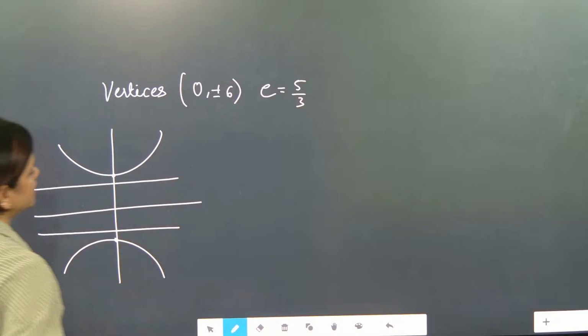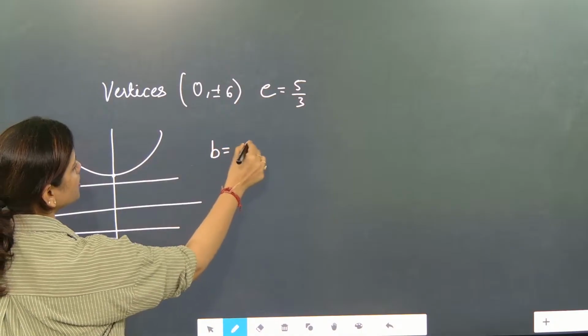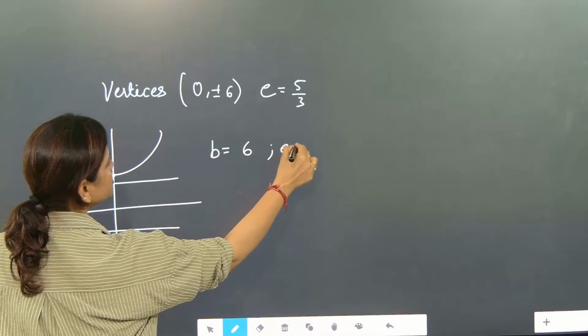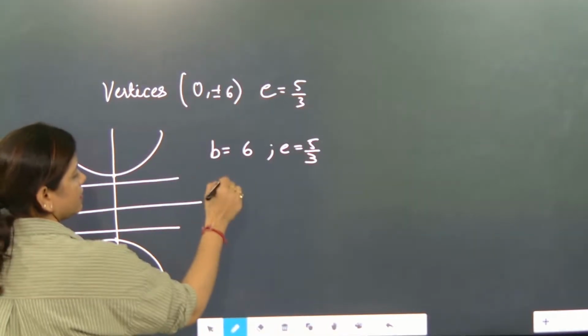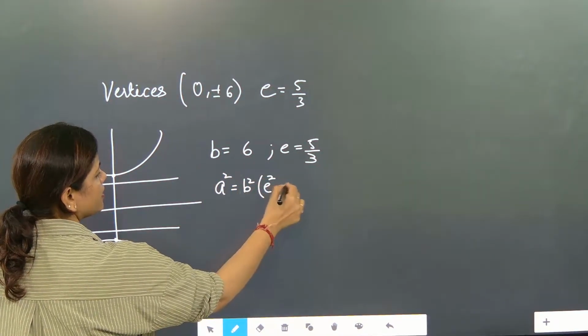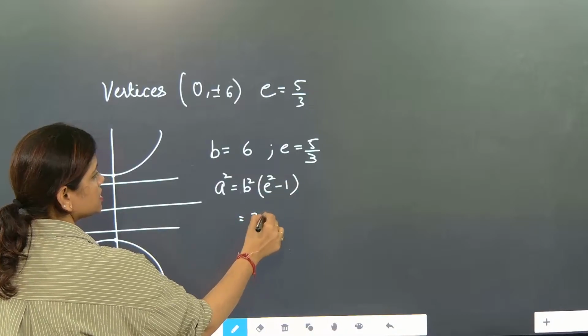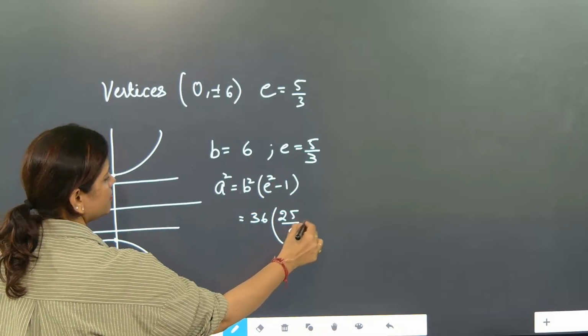So this is exactly going to be this section. So B value is given. B is equal to 6, given. Eccentricity is equal to 5 by 3, given. Okay, now A. So a square will be equal to b square by e square minus 1. So 36, and here it is going to be 25 by 9 minus 1.